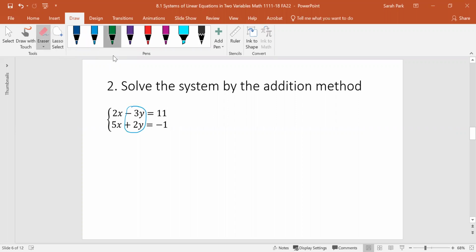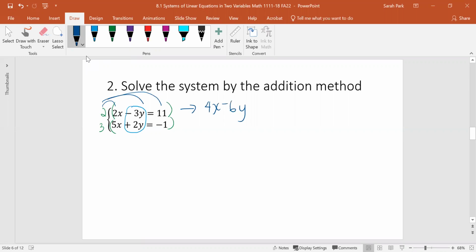I think what we can do is multiply the top equation by 2 to give us a negative 6y, and the bottom equation by 3 to get a positive 6y. So let's multiply the whole top equation first with 2. So we have 2 times 2x, which is 4x. 2 times negative 3y is negative 6y. 2 times 11 is 22. All right, so the top equation is all multiplied out.